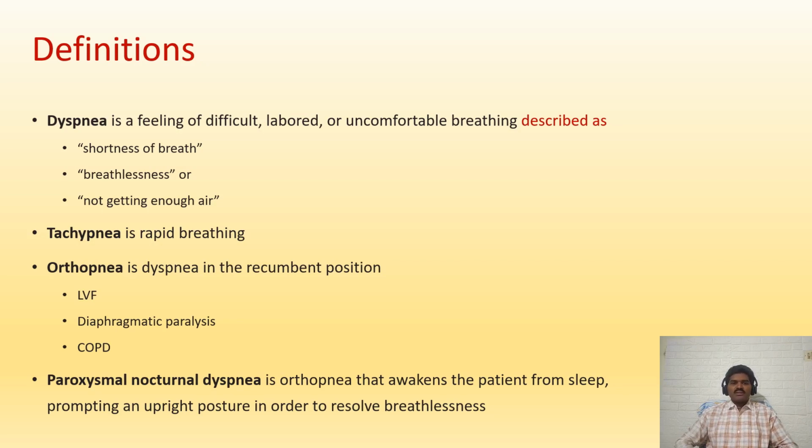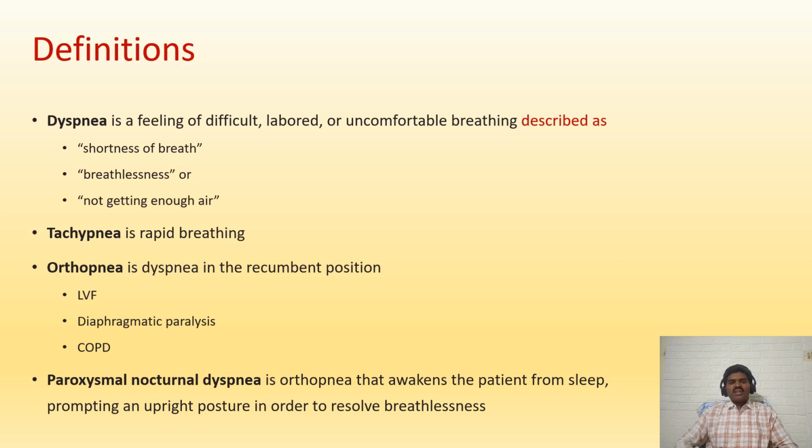And then there is orthopnea, which is dyspnea in the recumbent position. In a normal position, the patient will be normal. Most commonly it is due to left ventricular failure, diaphragmatic paralysis, and COPD. Then paroxysmal nocturnal dyspnea is an orthopnea that awakens the patient from sleep, prompting an upright posture in order to resolve breathlessness. Orthopnea and paroxysmal nocturnal dyspnea are characteristic of pathology in the heart, and they differentiate respiratory pathology from cardiac pathology as causes for breathlessness.